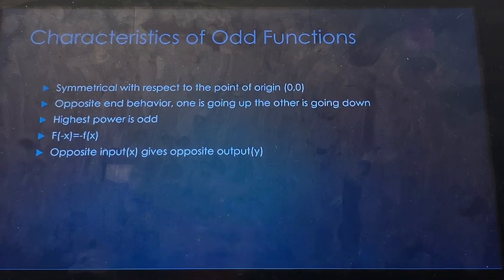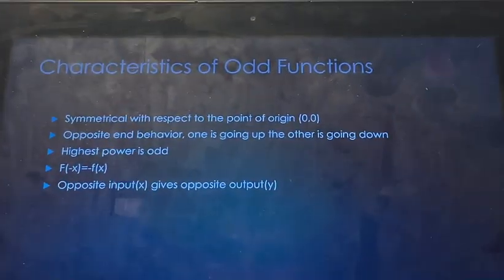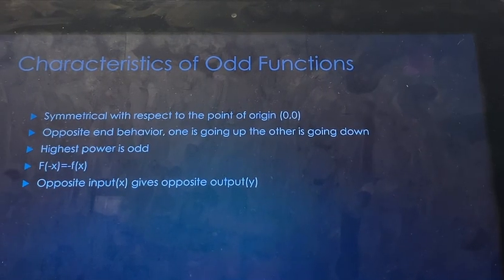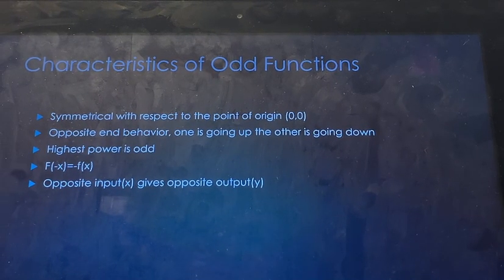Now, if we look at the equation, we get f of negative x equals negative f of x. The best way to think about this is that the opposite input gives the opposite output. Input is x, of course, and it gives the opposite output, and the output is y. Now let's do a practice problem.